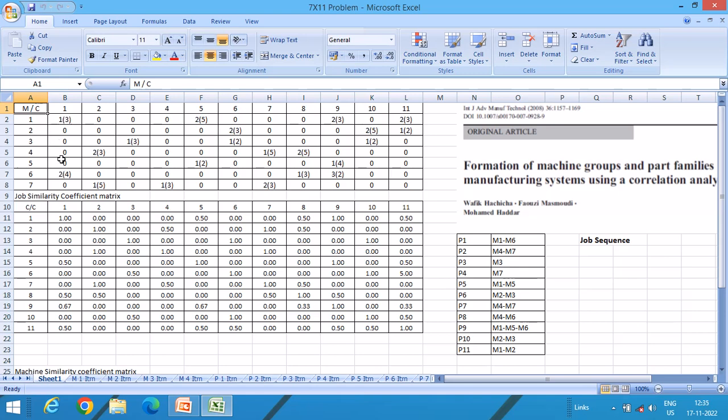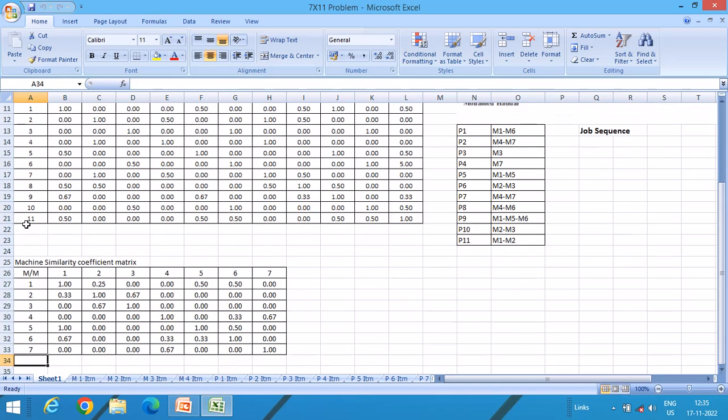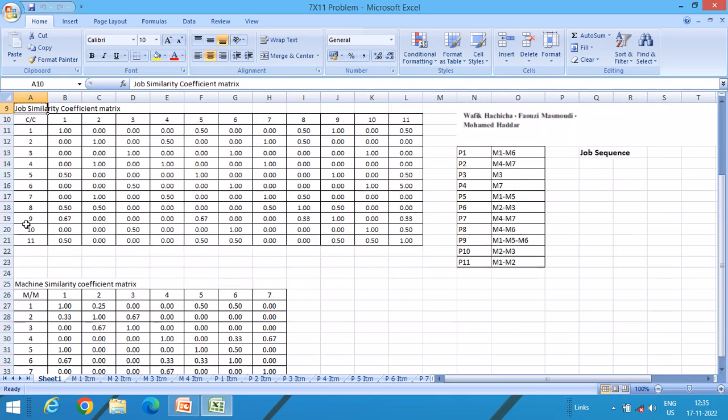as well as the job sequence. Here for the first part, operations 1 and 2 are there, and in the brackets I have given the manufacturing time also. Likewise I have taken all the values. From this part incidence matrix, by calculating similarity coefficient values, we will be able to form these two similarity coefficient matrices, the job matrix as well as the machine matrix. Machine matrix is 7 by 7 and job matrix is 11 by 11.